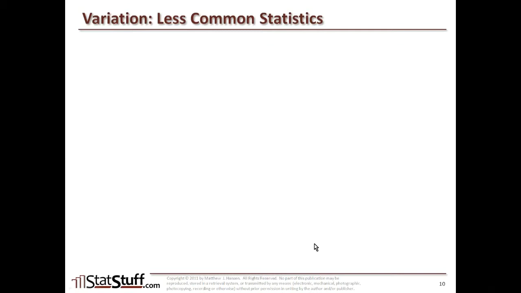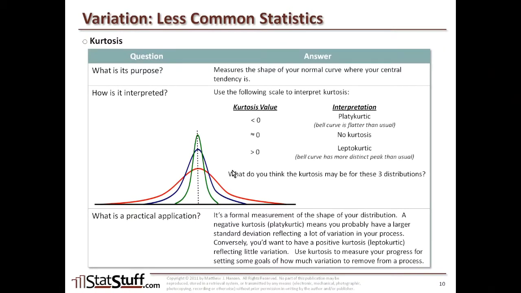The last statistic that we're going to look at from a variation standpoint is going to be kurtosis. The purpose behind this is it's a way of measuring the shape of your normal curve where your central tendency is. Now, we would use a similar scale as we saw for skewness. In this case, when the kurtosis is less than 0, we would call that a platykurtic.